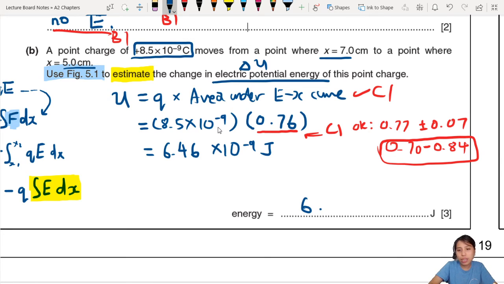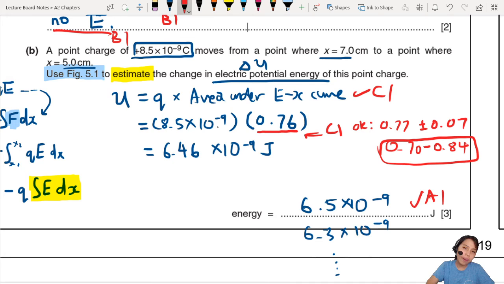If it's me, then I'll just write 6.5. If I estimate a bit smaller, then I'll write 6.3. Whatever I can round off to. So on and so forth, following through whatever you got for the second part. Now, if you're wondering, Miss, how do they know this plus minus 0.07? There's a trick for how you can check your answer.